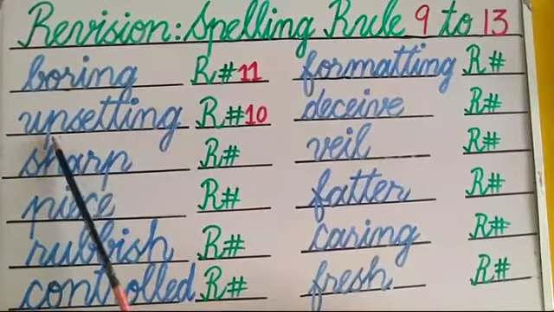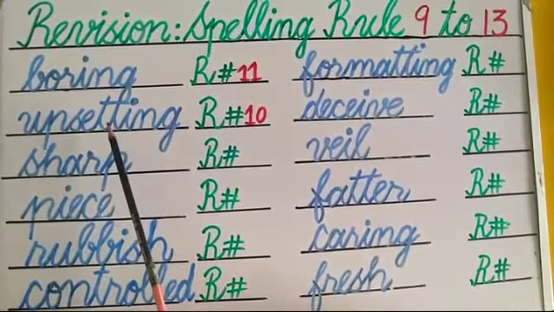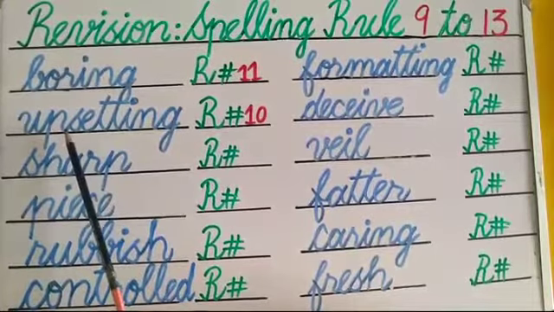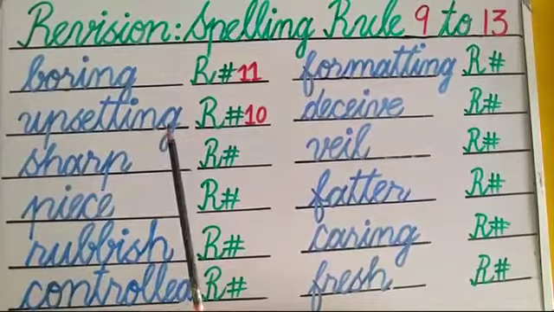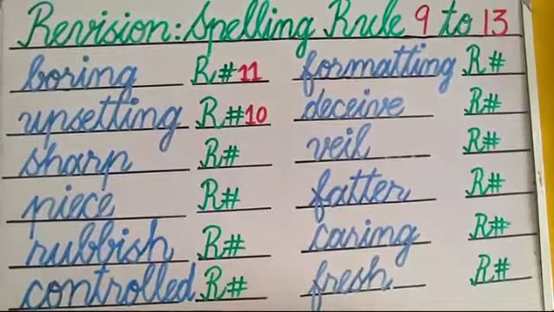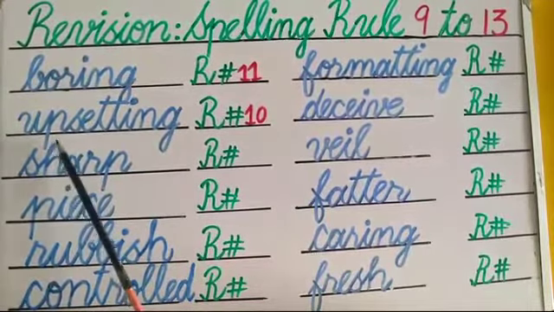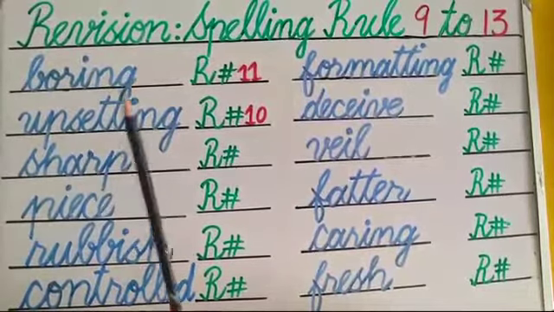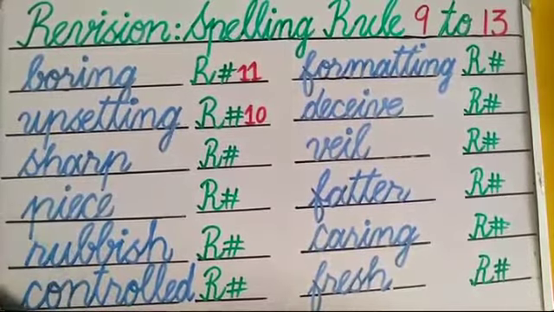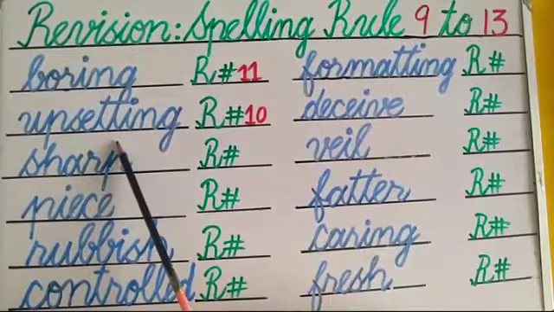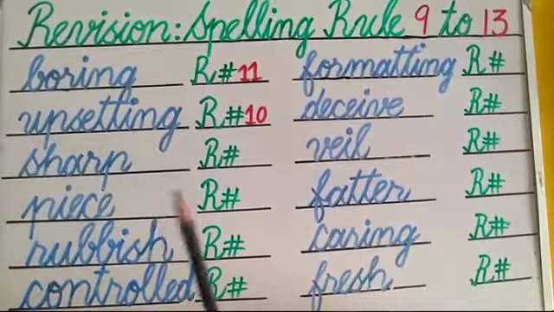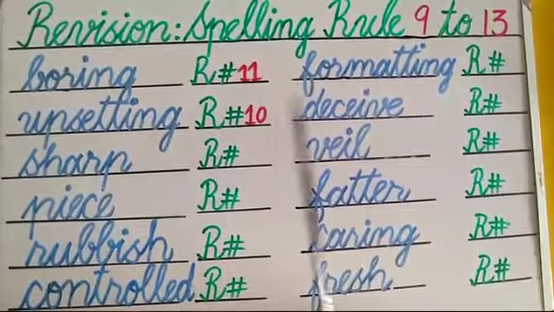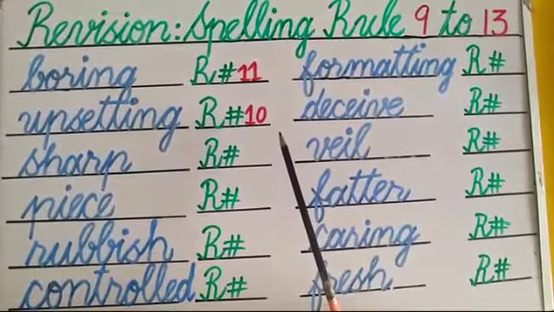A word having two syllables, one vowel sound followed by one consonant, double the last letter before adding an ending, will start with a vowel sound. Let me repeat it one more time. A word having two syllables, one vowel followed by one consonant, double the last letter before adding an ending, which starts with a vowel sound. Yes, so that is spelling rule 10, which is also called 211.